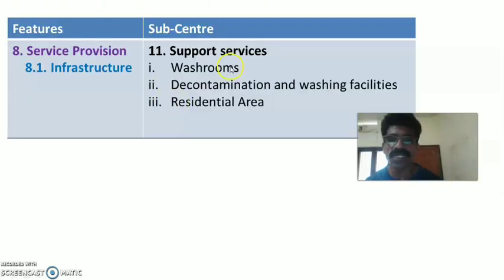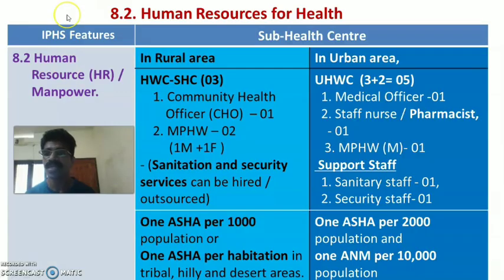Support services include washrooms for the patients, then decontamination and washing facilities of the equipment, then residential area for the staff or manpower or health personnel of the sub-center. So that comes under support services. Then under section 8, the second one, 8.2, is human resources. Okay, human resources, or manpower or health personnel, for the sub-center.